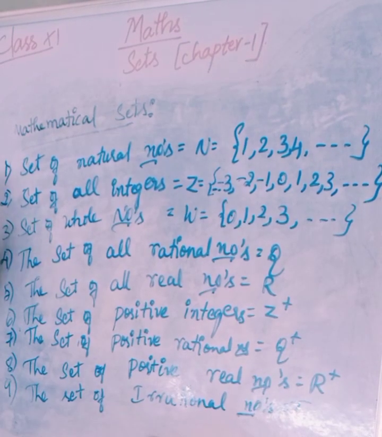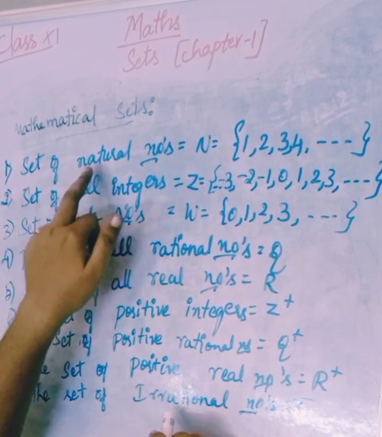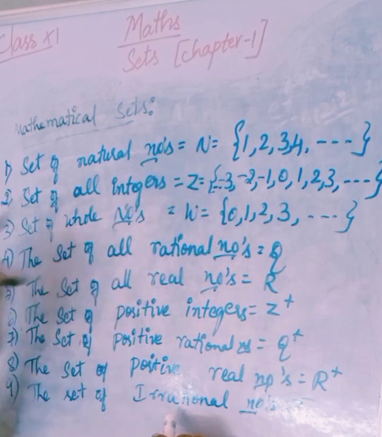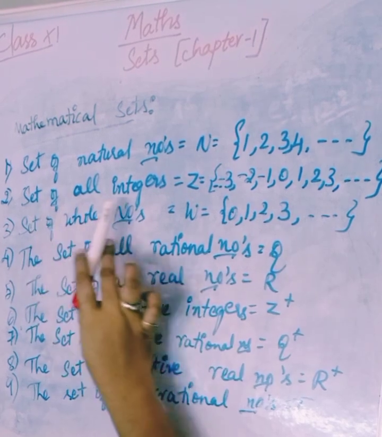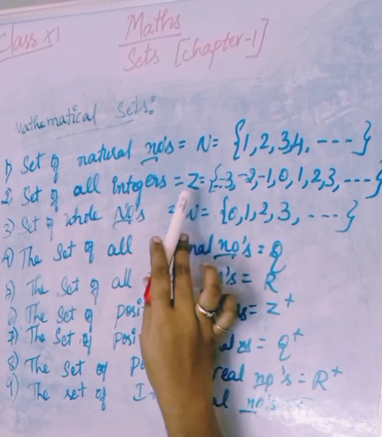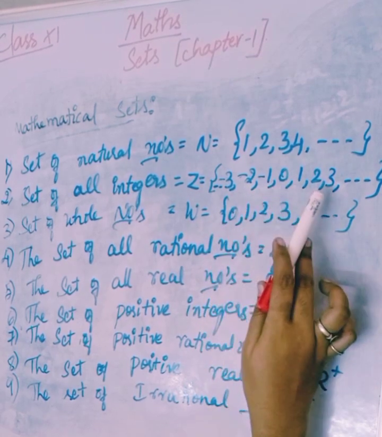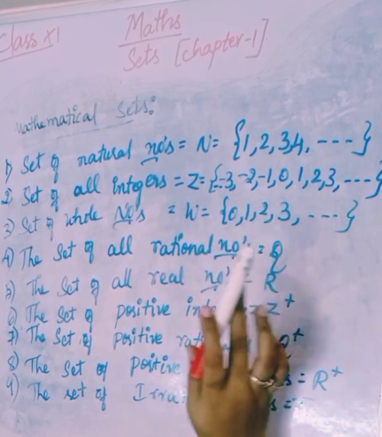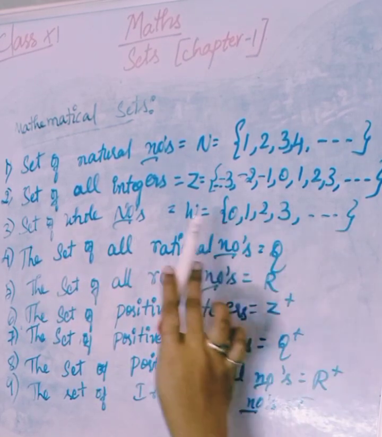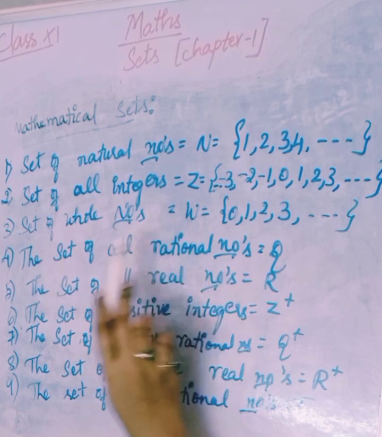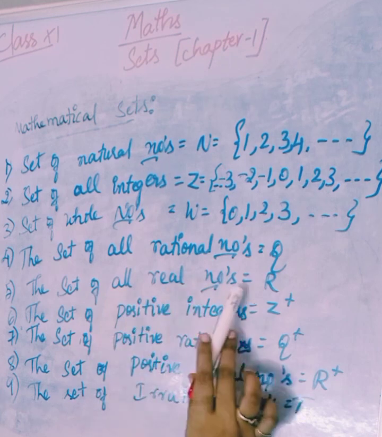Next we have mathematical sets, how to represent them. The set of natural numbers will be represented as N, the numbers are 1, 2, 3, 4, etc. Next, the set of all integers will be represented as Z, like ..., -3, -2, -1, including positive and negative numbers. Next, the set of whole numbers, including 0 and all natural numbers, we denote by W. Next, the set of all rational numbers is Q. The set of all real numbers is R.